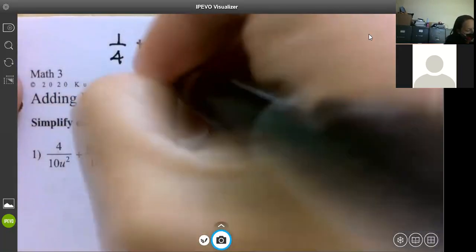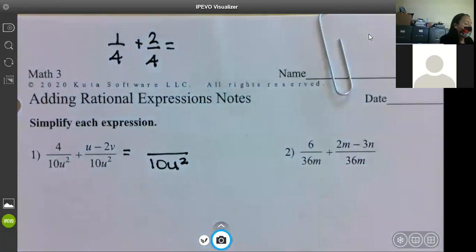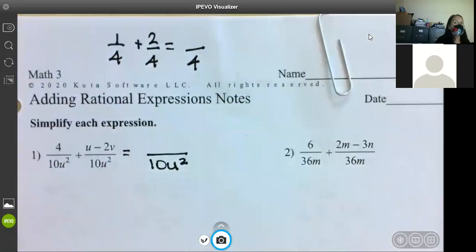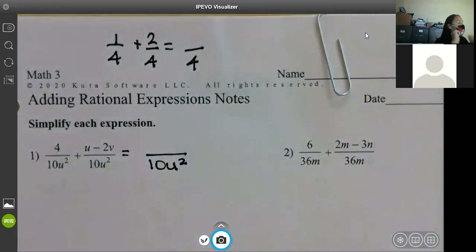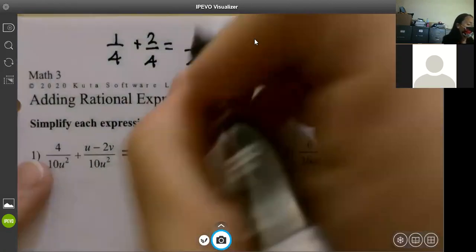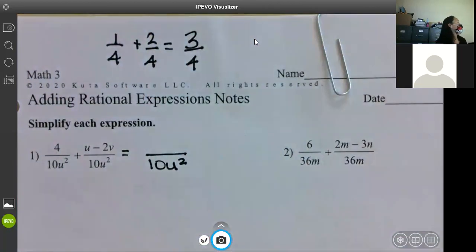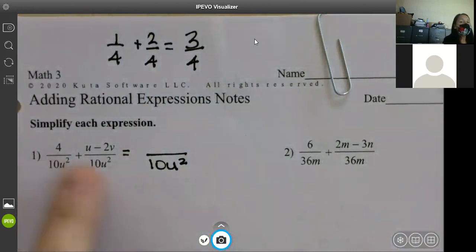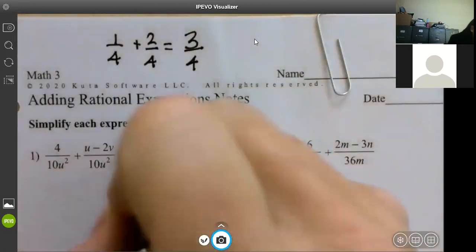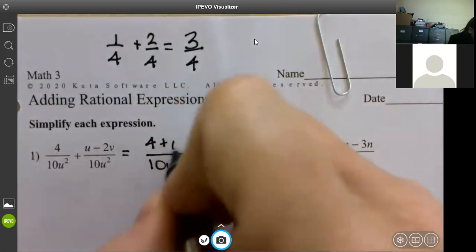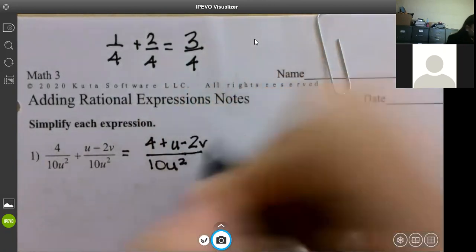Okay, so again, if I had something like this is what you guys are used to. We keep that denominator, and then what do we do to the numerator? We just add them. 1 plus 2 is 3. We're going to do the same thing. If you have like terms, you want to put them together. If you don't, you just stick it all together in one numerator. So if we look at the top, we don't have the same anything, no like terms, nothing. So we just squish it together, read it just like it is, 4 plus u minus 2v, and that's it.